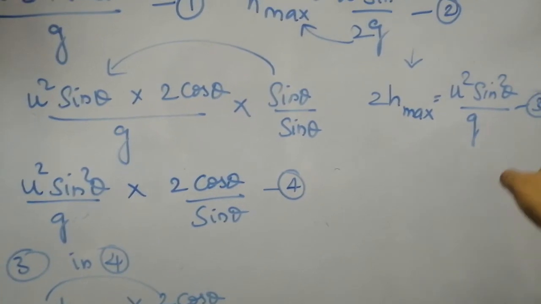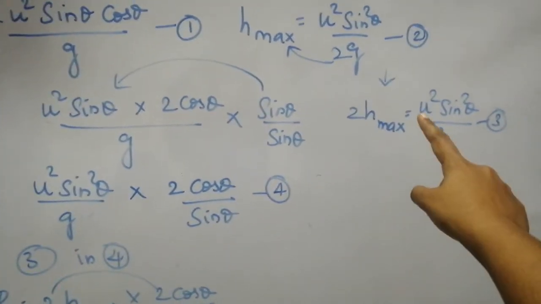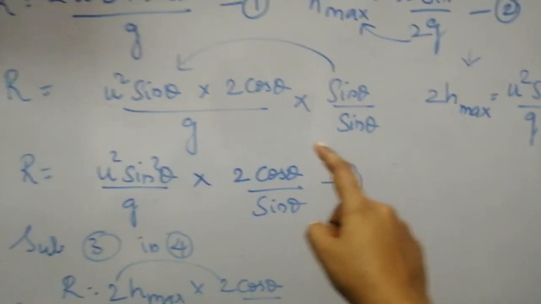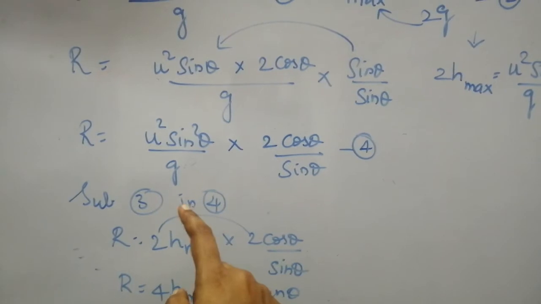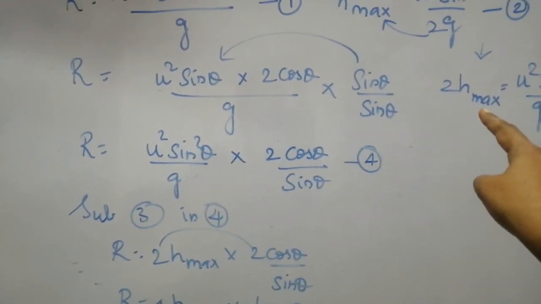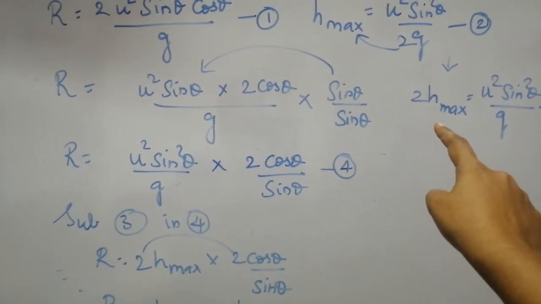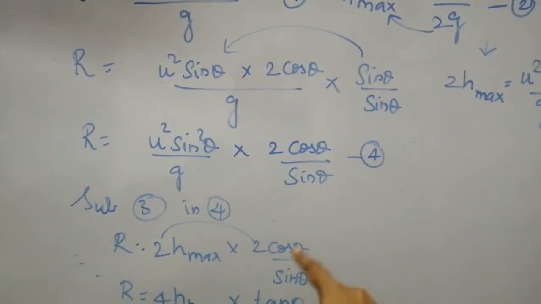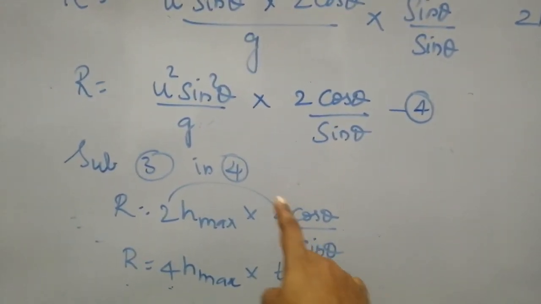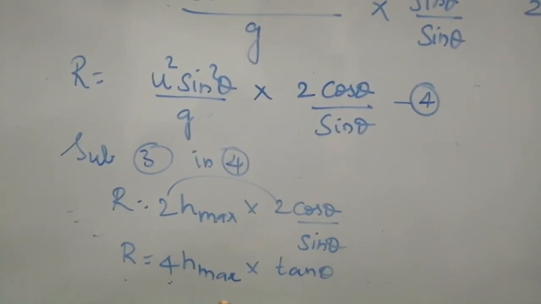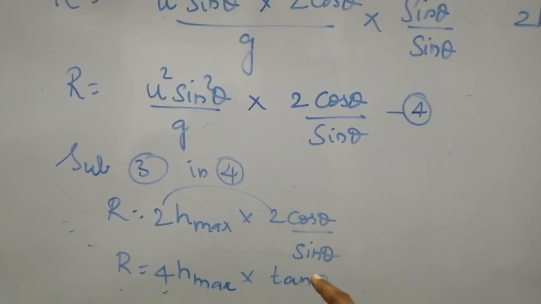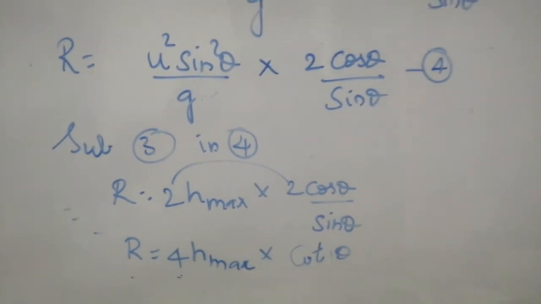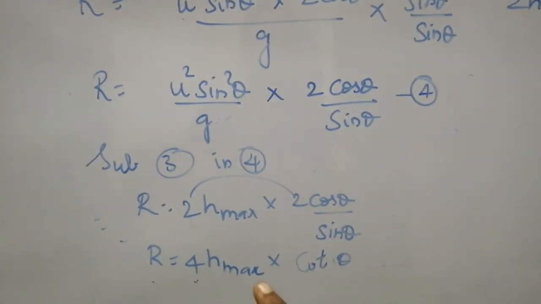Now you have this term here, which you can replace with 2h max. So substitute the value of the third equation in this fourth equation. R is equal to, instead of u square sin square theta by g, it is 2h max, into 2 cos theta by sin theta. So 2 into 2 becomes 4h max into cos theta by sin theta, which is cot theta. So I've got R equal to 4h max into cot theta.